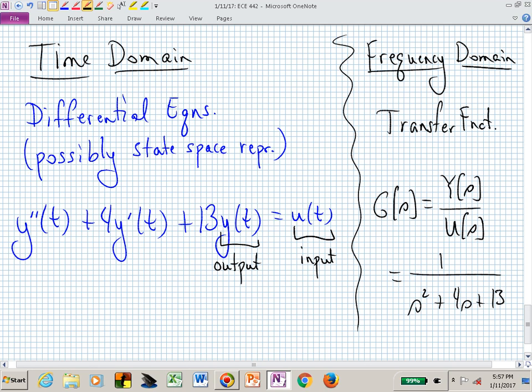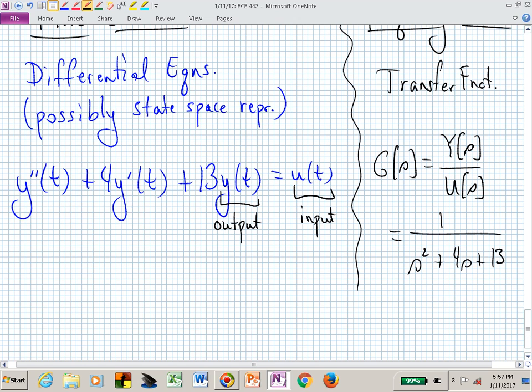And that's maybe where we start. Maybe we're given that G of s. And now we have to decide, how do we sample the system? What's our sample period? And then how do we design a controller to modify or change that dynamic behavior? That's in the continuous time setting.